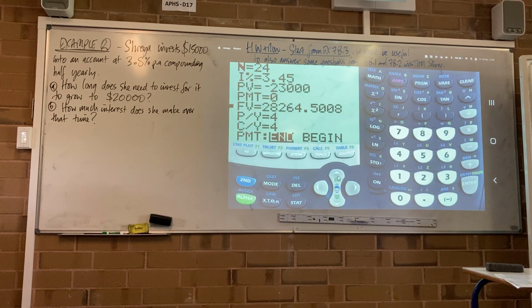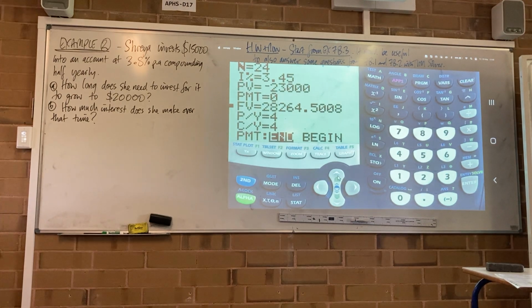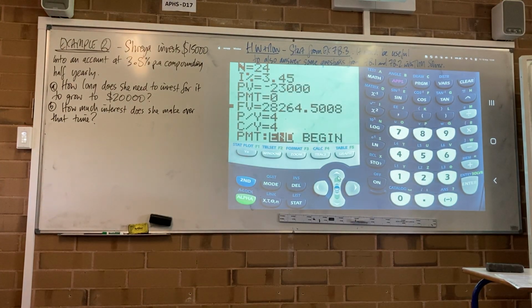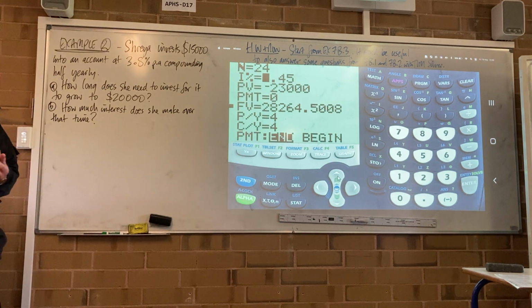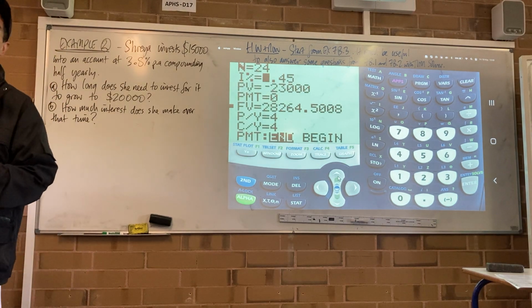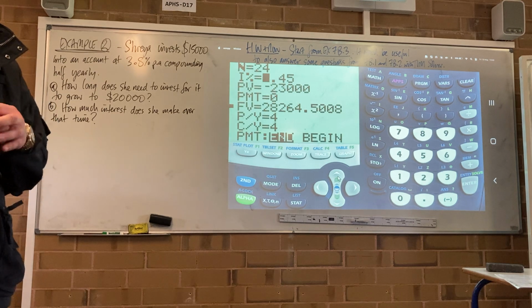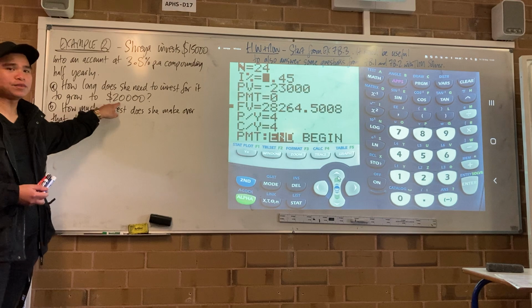Right, just quickly do this for the sake of the video. Shreya's investing $15,000 into an account at 3.8%, compounding half yearly. How long does she need to invest for it to grow to $20,000? Are we finding FV now? No. We're told FV. We want it to grow up to this.